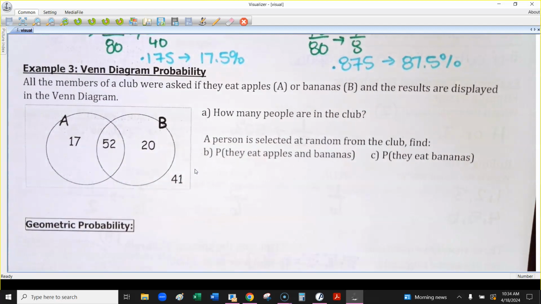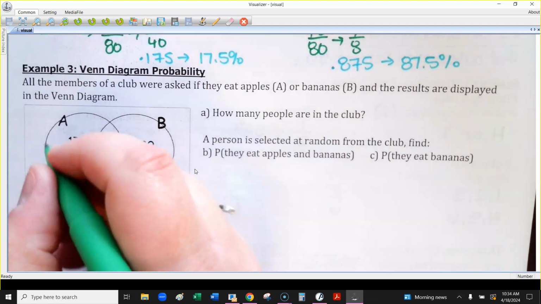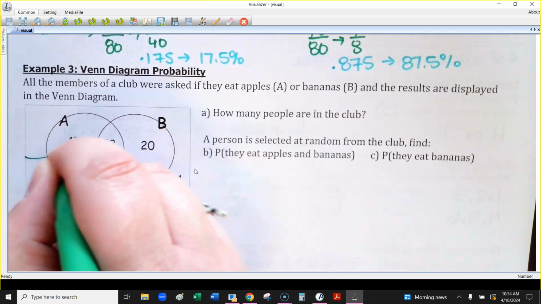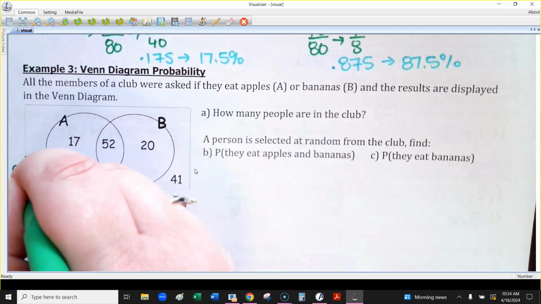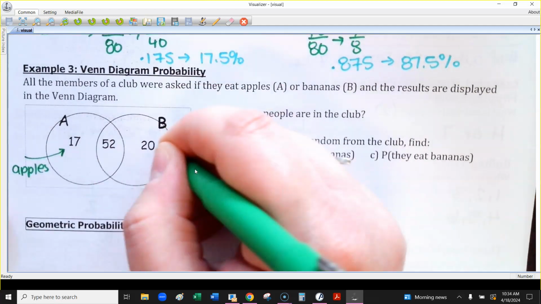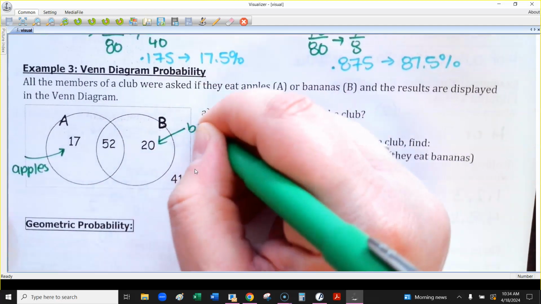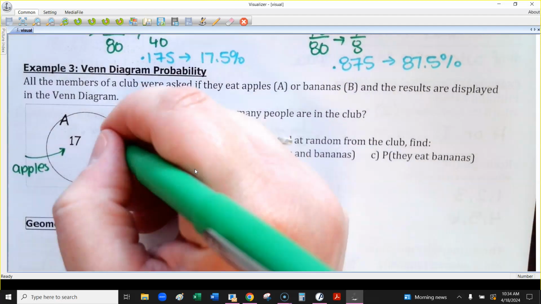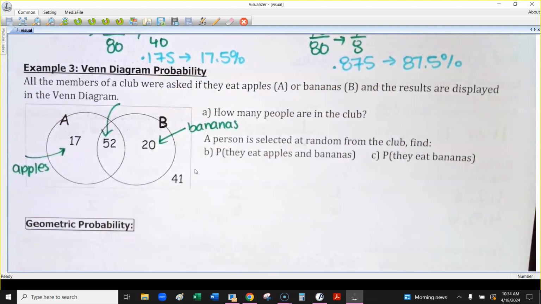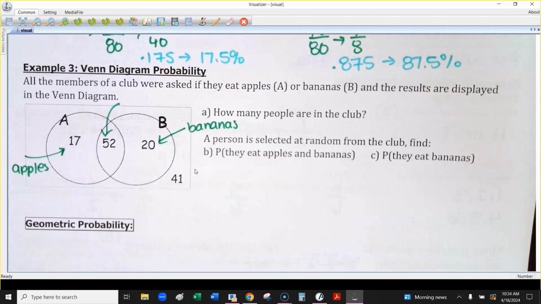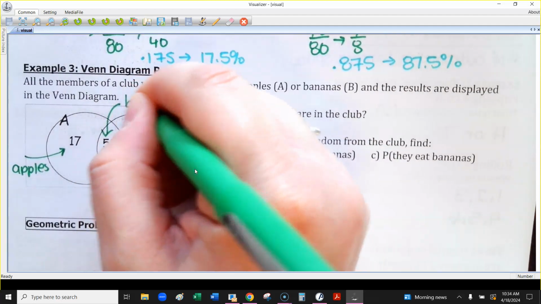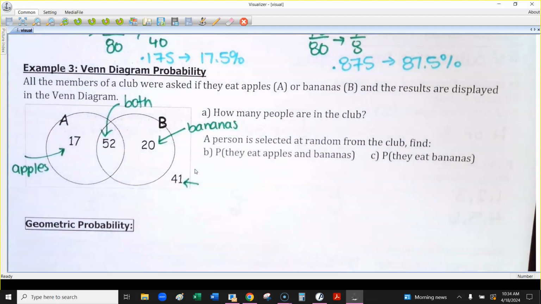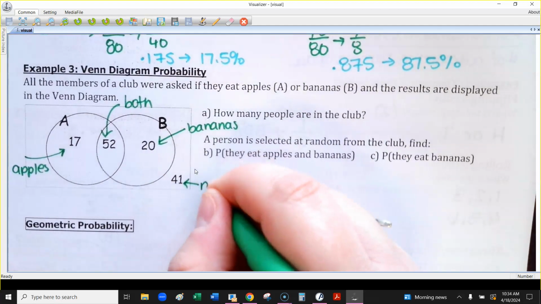Okay, now do you guys know how to read these? All right, I just want to write, like, so the 17 people like apples, 20 people like bananas. What is the 52 in between? This is people who like both. What is this random 41 in the corner? They don't like either one, so they don't like apples or bananas.